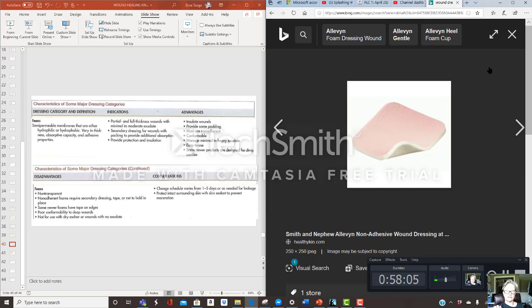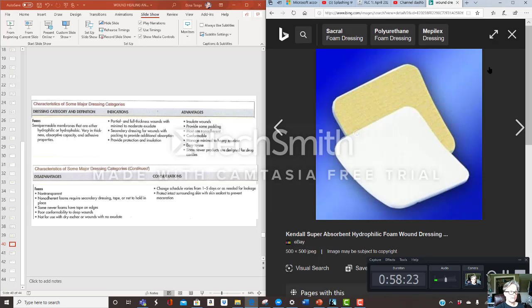Provide protection and insulation. The advantages are that it insulates wounds, provides padding, most are non-adherent, comfortable, manage minimal to heavy exudate, easy to use. Some newer products are designed for deep cavities. Disadvantages are non-transparent, non-adherent foams require secondary dressing, tape, or net to hold in place. Some newer foams have tape and edges. Poor conformability to deep wounds, not for use with dry eschar or wounds with no exudate.